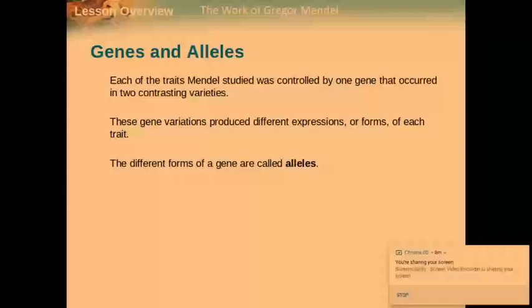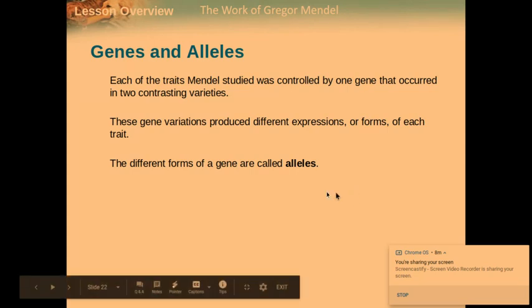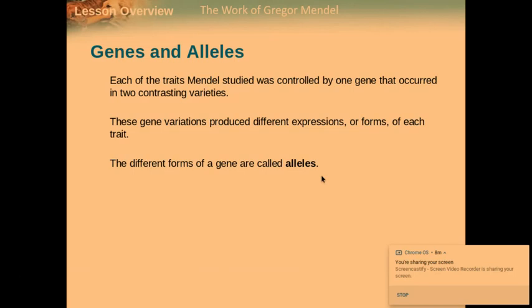Each of the traits Mendel studied was controlled by one gene that occurred in two contrasting varieties. These gene variations produce different expressions, or forms, of each trait. The different forms of a gene are called alleles. So the alleles here would have been like tall versus short, green versus yellow. Those are different alleles for the same trait. In this chapter, you really have to keep track of the vocab because there are a lot of different words that you probably haven't used before.